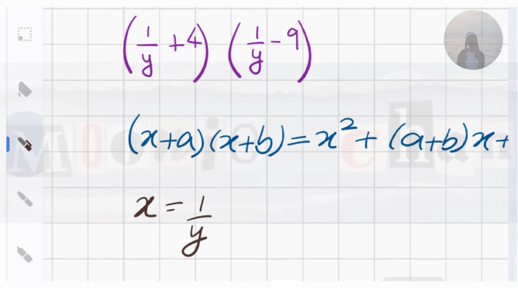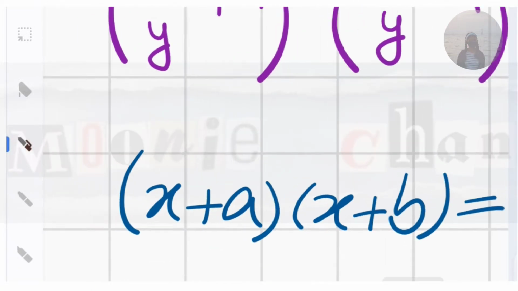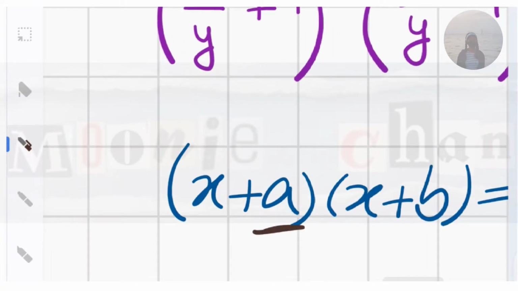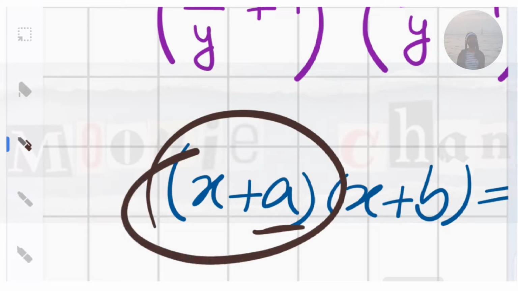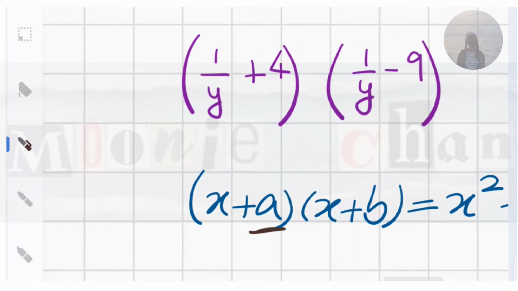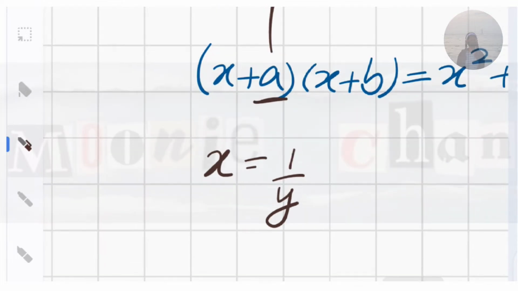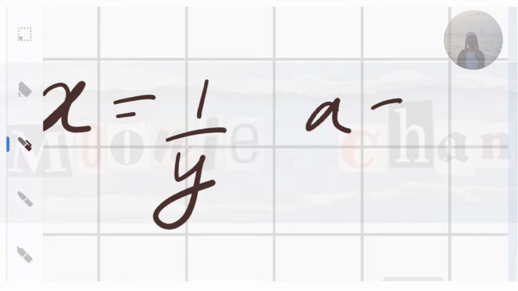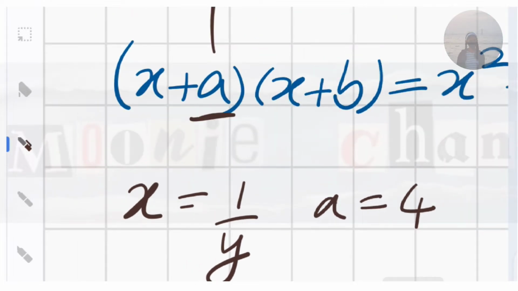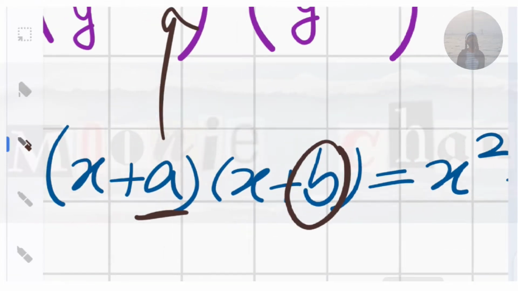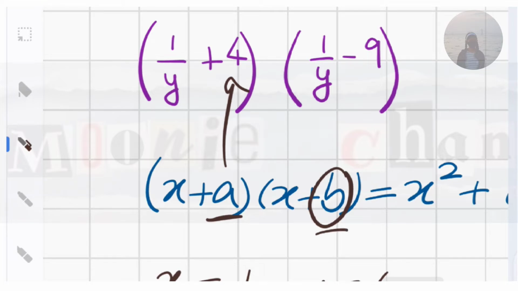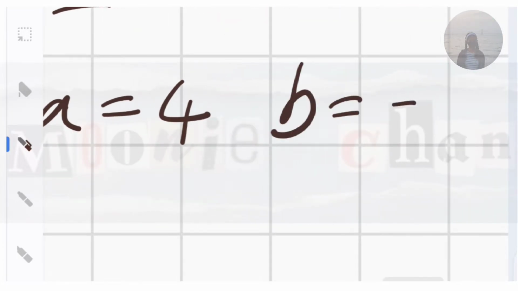Okay, let's see what about them. Now a is in the second position of the first bracket. We can see that a is in the second position of the first bracket. What's in the second position of the first bracket? It's 4. So we can say that a is equal to 4, and we can also say that b, which is in the second place of the second bracket, is equal to -9. Yeah, let's write that. B equals to -9.